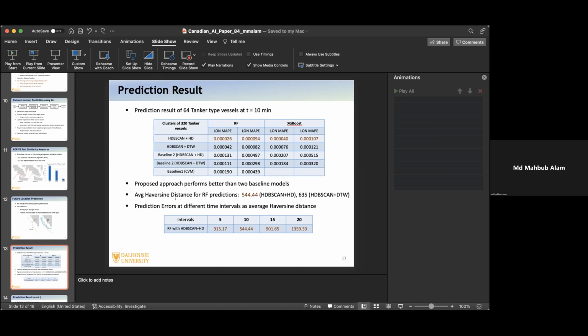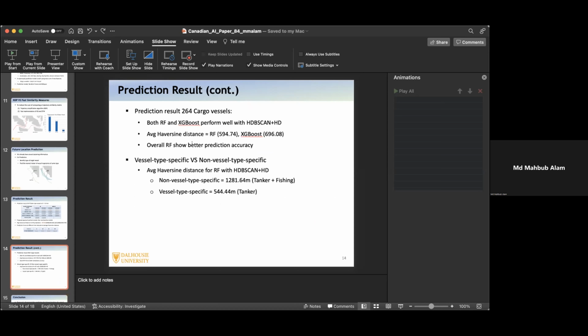That's why we also calculate the Haversine distance between the actual location and the computed location. For example, the average Haversine distance for random forest predictions is 544 meters with clusters computed with Hausdorff distance. But in the case of dynamic time warping, it is 635 meters. We also computed the Haversine distance for different time intervals, for example, 5 minutes, 10, 15, and 20 minutes respectively. And we see that when the time duration increases, the prediction error also increases.